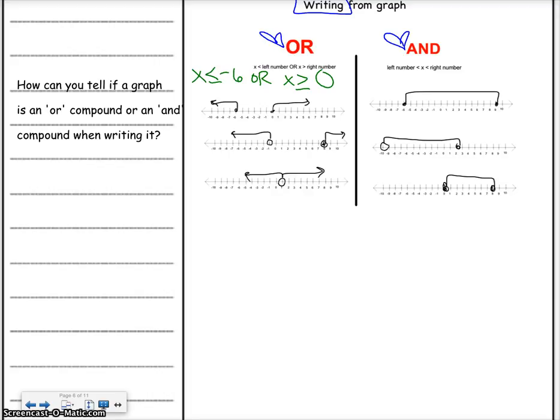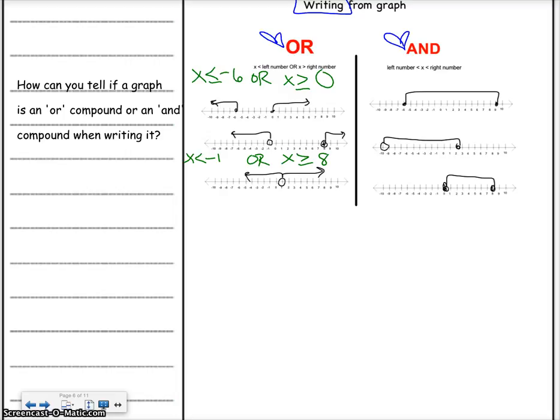So if you're given a graph, you need to know how to write the compound inequality, whether it's an or and an and. Notice how the next ones go in separate directions, so I definitely know it's an or situation. You always start with X is smaller than the left number. My left number is -1, and it's not colored in. Or X is bigger than the right number. My right number is 8, and it's colored in, so I'm going to put the equal sign in. X is bigger than or equal to 8.